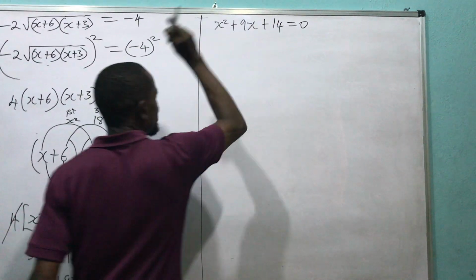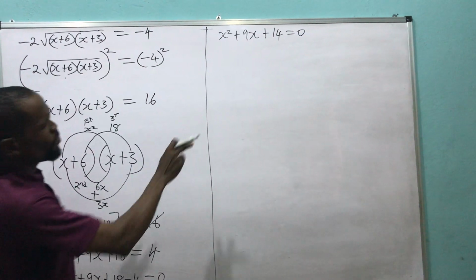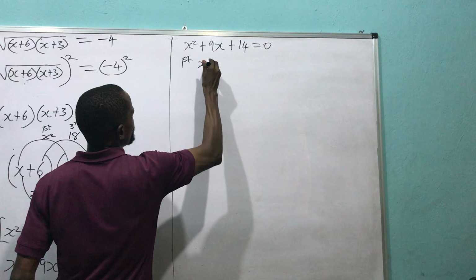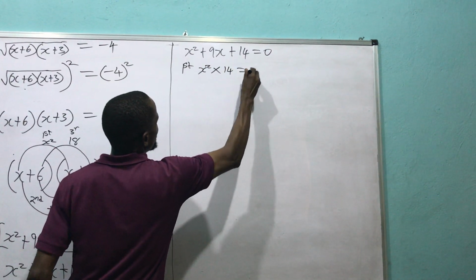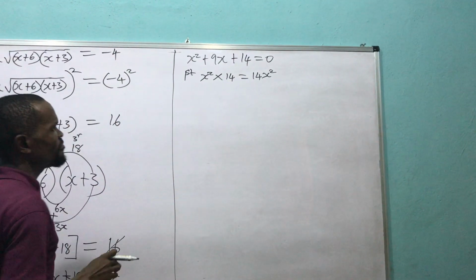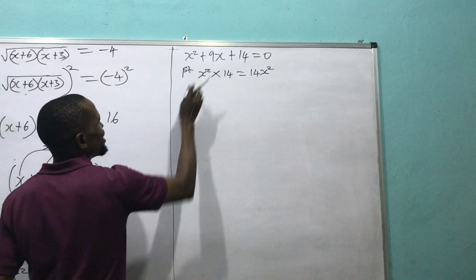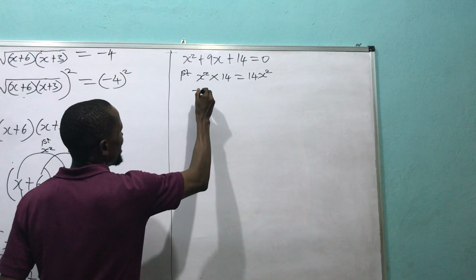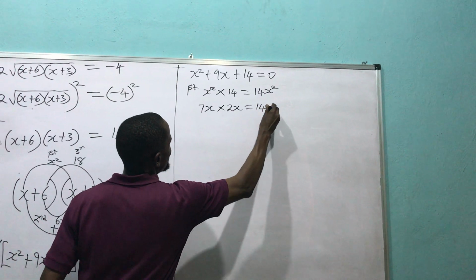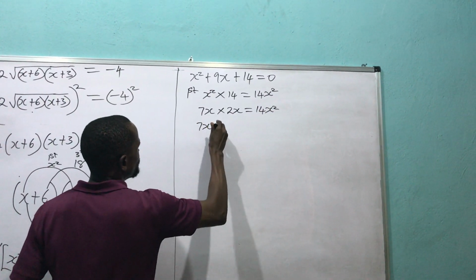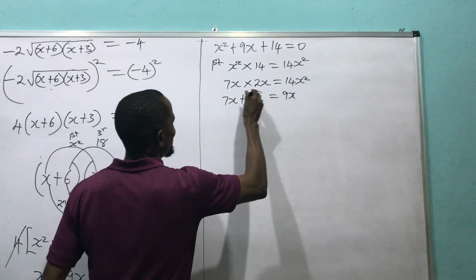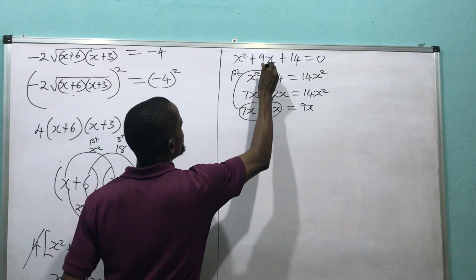Then I will ask myself about factorization. What will I multiply together that will give me 14? The first thing I will do is x squared times 14, which gives me 14x squared. And I'll ask myself, what will I multiply together that will give me 14, and when I add it together, it gives me 9? That should be 7x times 2x, giving 14x squared. 7x plus 2x will give me 9x. That means I can use this to replace this one over there.